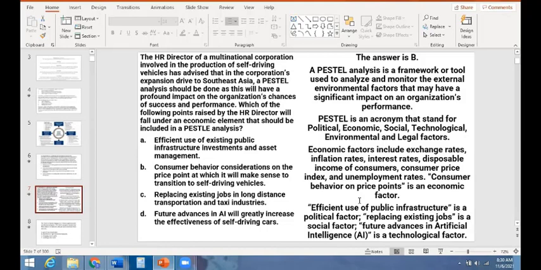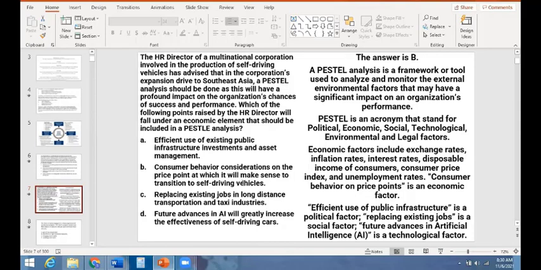And PESTLE stands for political. You have to check what's going on in the political arena. Then economic, social, technological, environmental, and legal. So before you had PEST, but now you have PESTLE, which includes environmental and legal as well. Now, economic factors will look at exchange rates, inflation rates, interest rates, disposable income, price index, unemployment rates. So consumer behavior on price points, that will be an economic factor. So that's why B is the right answer here.